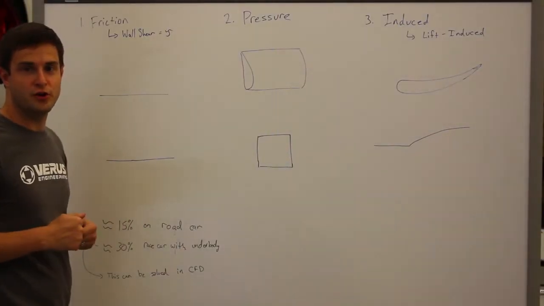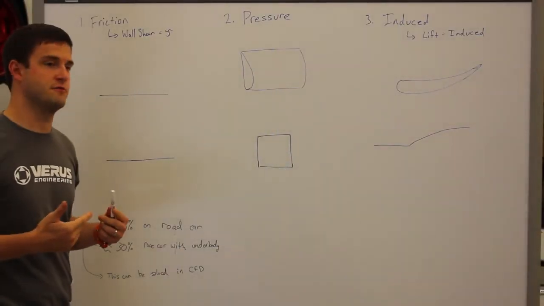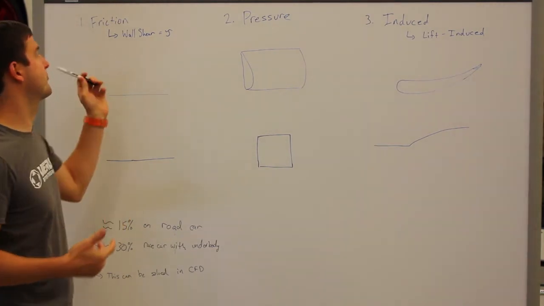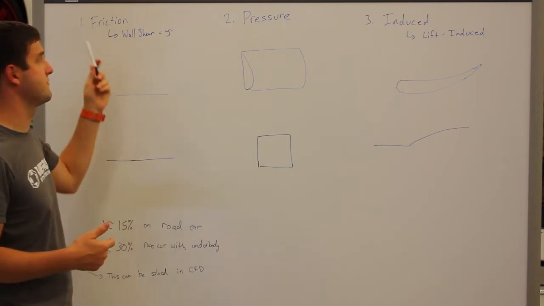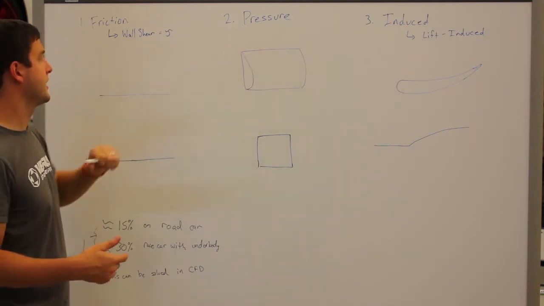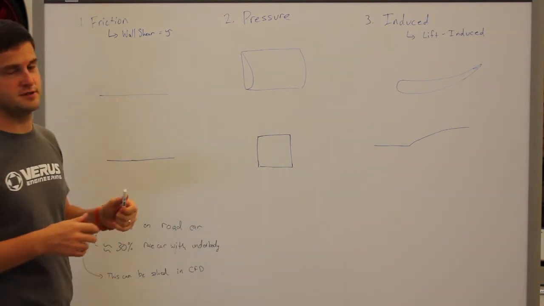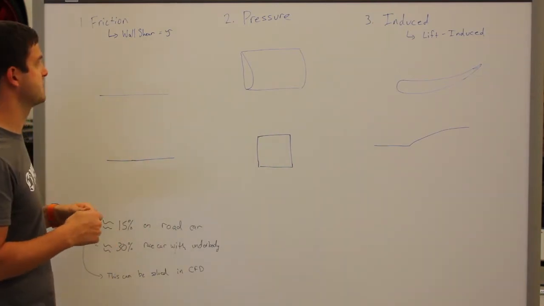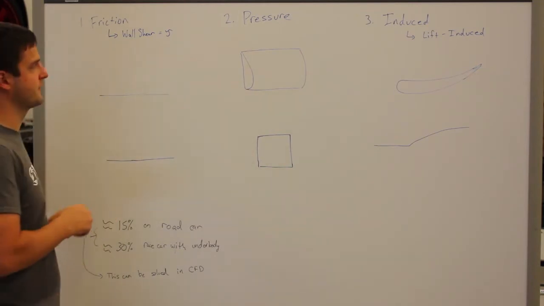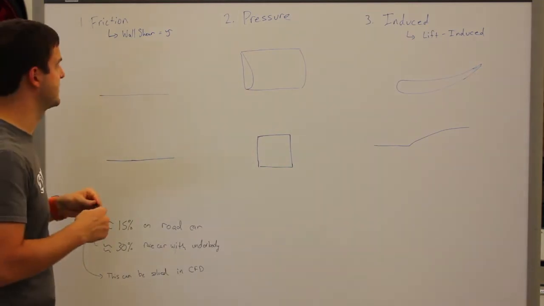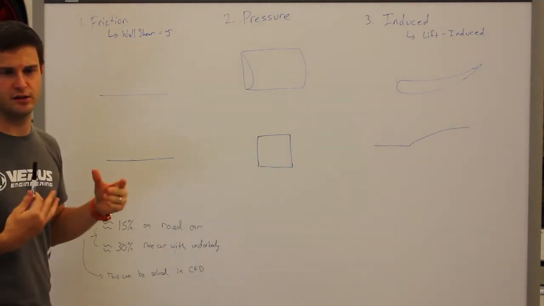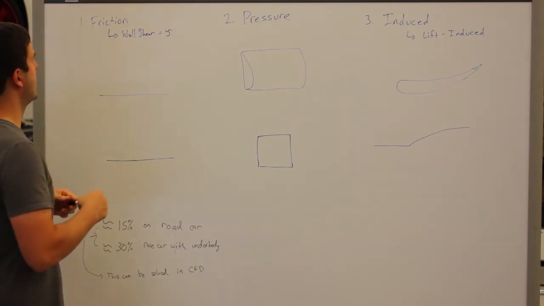Today we're going to go over drag and how forces act on vehicles, and just general parts and airflow. You've got three main types of drag: friction, pressure, and induced. I've partly prepared some of this so I don't have to be drawing pictures in the video, but we'll go from left to right and explain the three different main types of drag, and then touch a little bit on lift or downforce also.